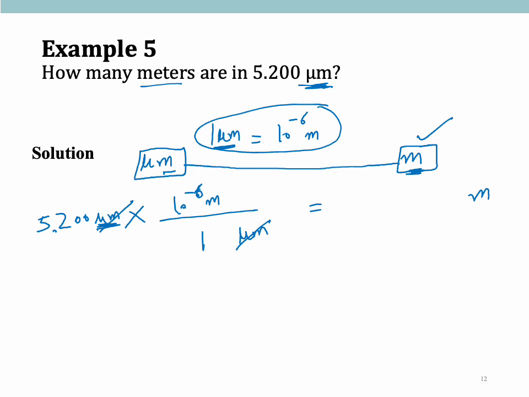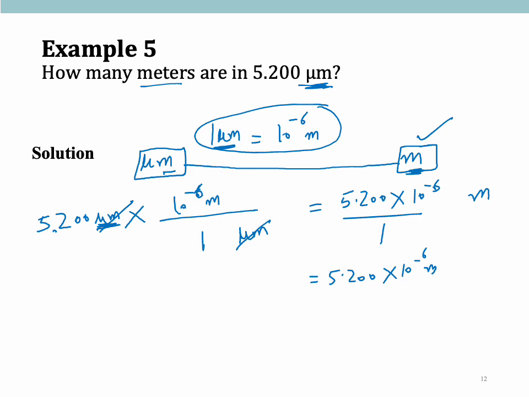So how do you plug these numbers in? It is 5.200 times 10 raised to power minus 6 divided by 1. If you don't put 1, that should also do it, right? Anything multiplied or divided by 1 is the same number. So just plug this into your calculator and it would give you the same thing, 5.200 times 10 raised to power minus 6 meters. So that is your answer.